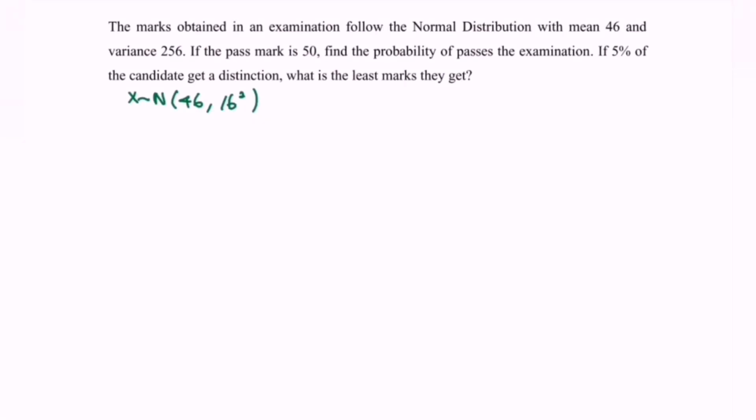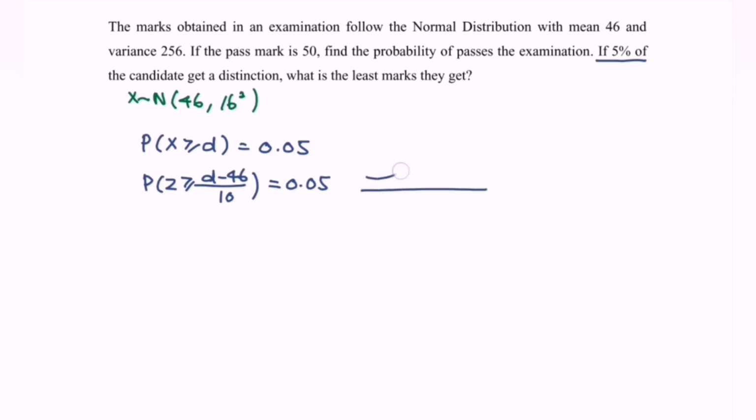Next, for the second part, if 5% of the candidates get a distinction, what is the least mark they get? So the question will be probabilities that x is greater equals to d is equals to 0.05. So step number 1 is to standardize the situation, where we have d minus 46 over 16 is equals to 0.05. Next, by referring to the graph, where we have the standard normal, first, locate the z on the left. Then, z is greater than equals to d minus 46 over 16. So in here will be the region.